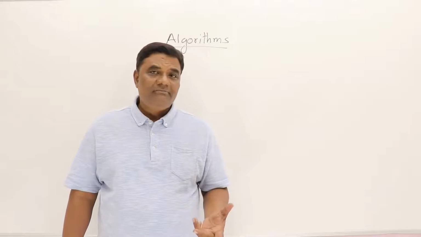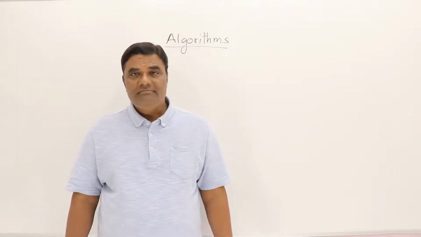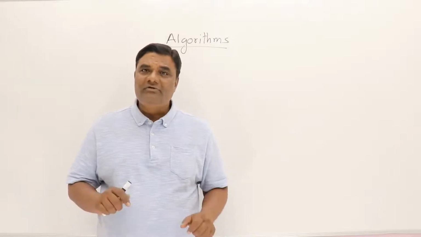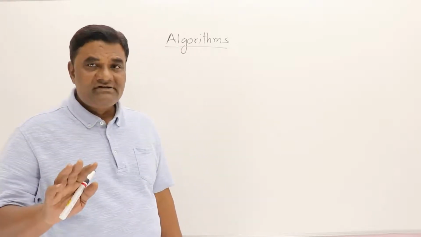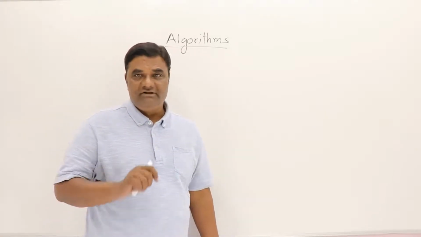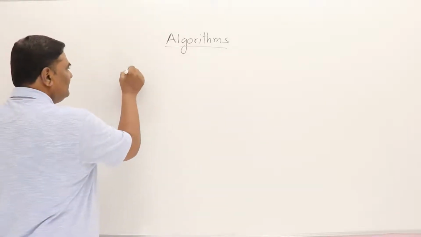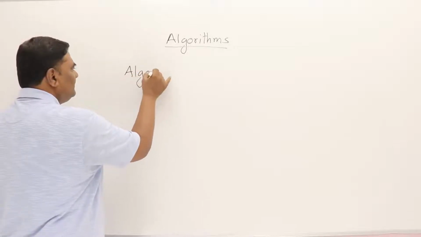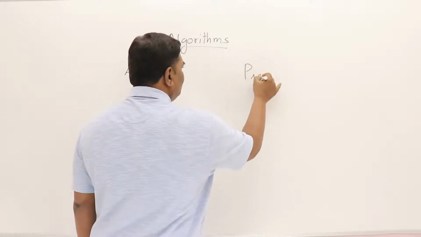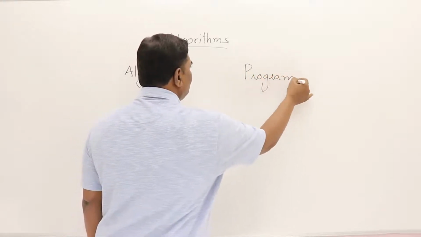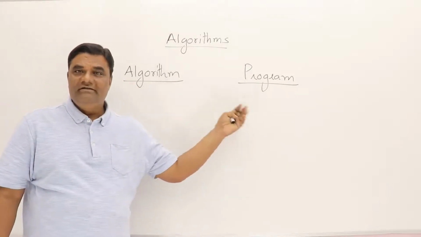Then what is a program? A program is also a step-by-step procedure for solving a problem. Then what is the difference between program and algorithm? By comparing program and algorithm, I can make you understand the importance of algorithm, the meaning of algorithm. Let us take it. Here is an algorithm and here is a program.